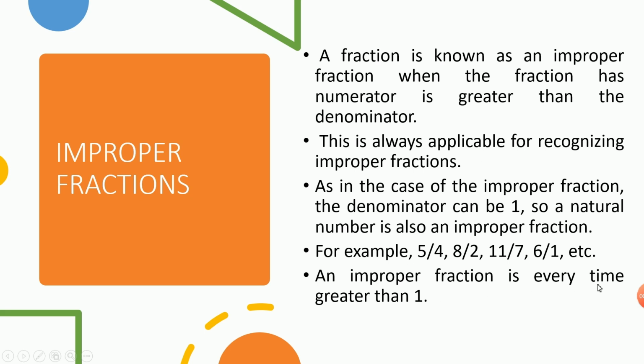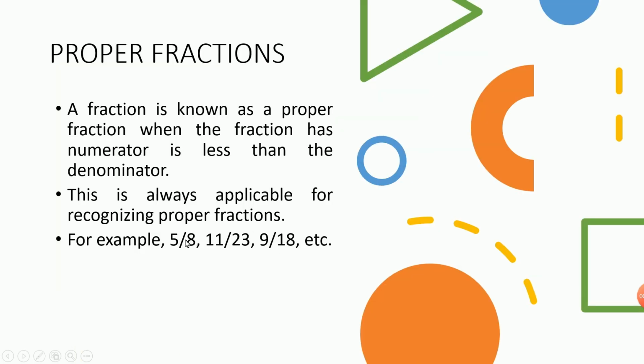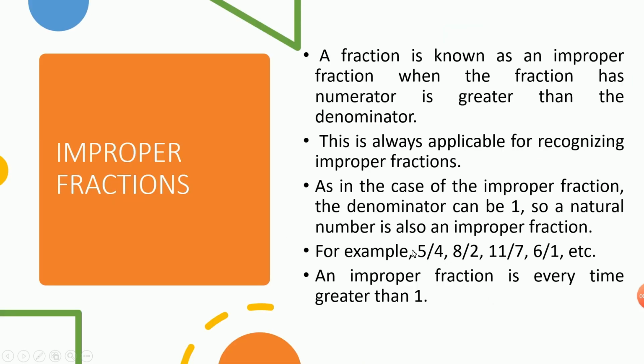An improper fraction is every time greater than 1. If you solve 5 by 8 on a calculator, you will get a value around 0.5 something. But for an improper fraction, if you convert it into a decimal, the answer will always be greater than 1. So that would be 1.2 or 1.3. Here also it is 4, and here it could be 1 point something. And here it is 6. So this is the improper fraction.